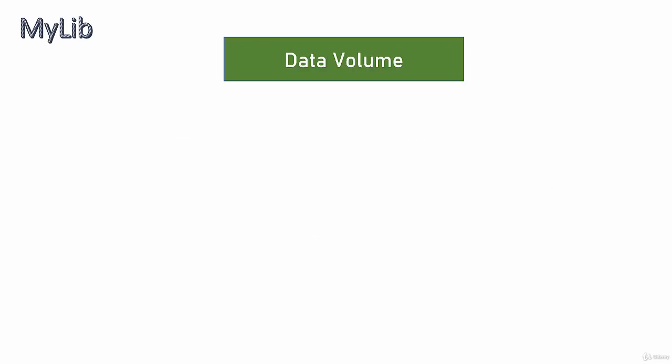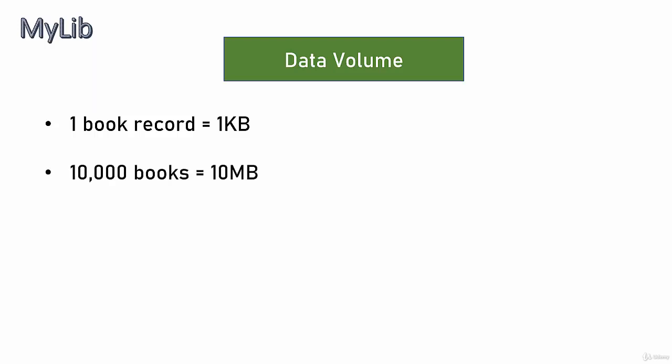So let's talk about the data volume. First, let's assume one book record is 1 kilobyte of data in the database. This is quite a large record and it's probably more than we will actually need, but better safe than sorry. Now, multiplying this number by 10,000, which is the number of the books in the library, we end up with 10 megabytes as the total storage required for the books, which is extremely low and will not present any problem.